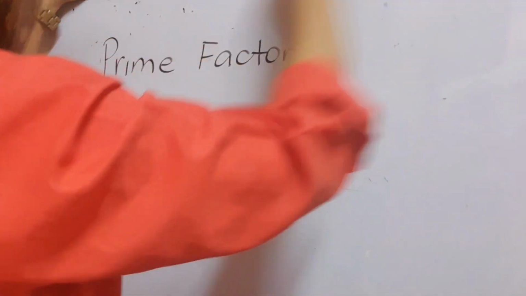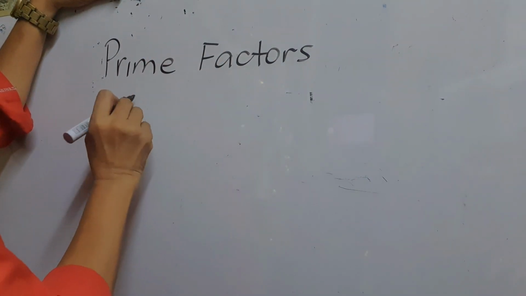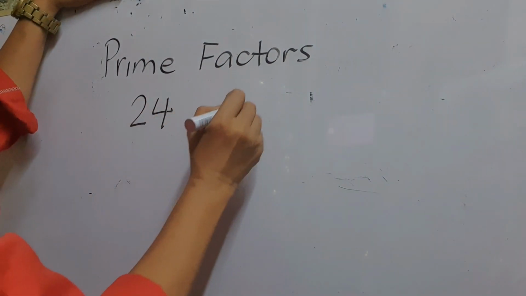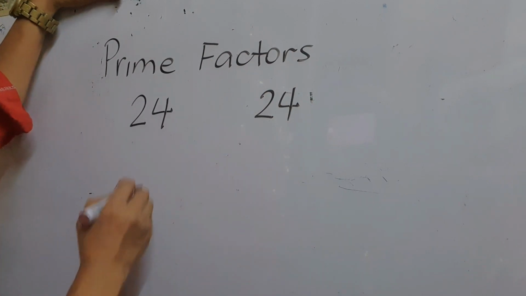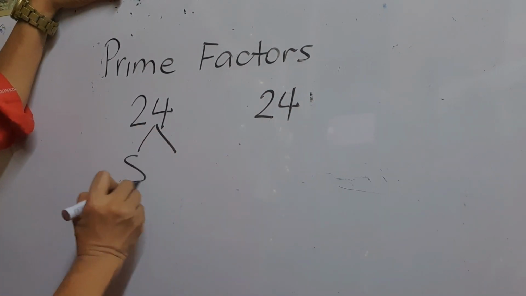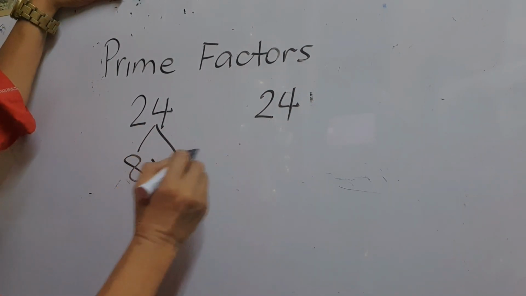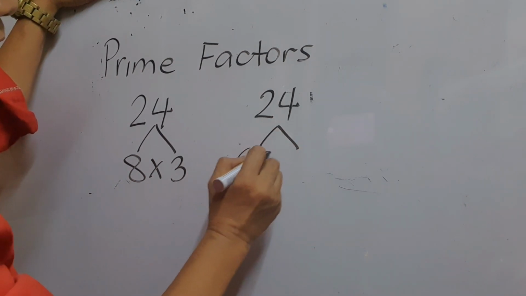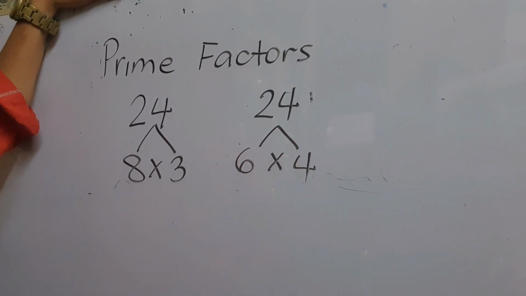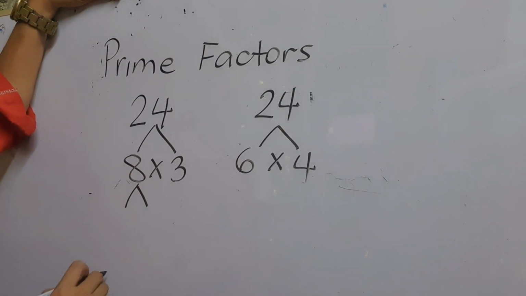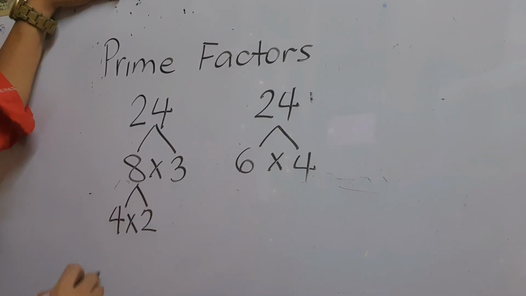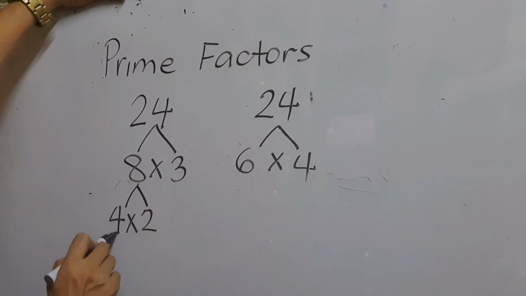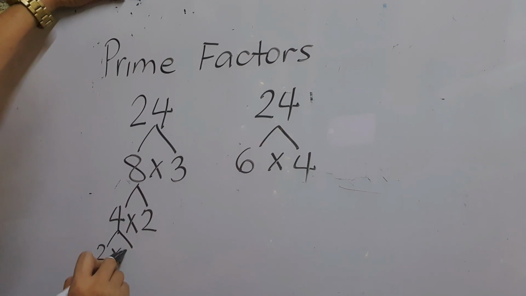So, tingnan natin tong isa pa. Let's try to do this one also. How about 24? This is 24. Again, this is 24. So, saan galing ang 24? That came from 8 times 3. The other one is 6 times 4. Okay? So, si 8 saan galing? It came from 4 times 2. Okay? So, ang 4, biyakin pa rin natin. 4 came from 2 times 2.